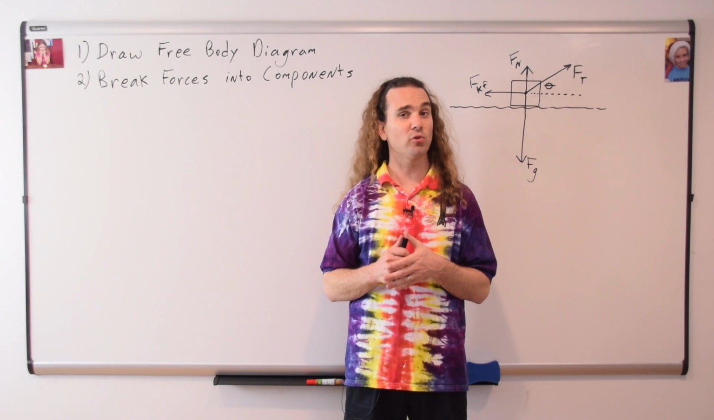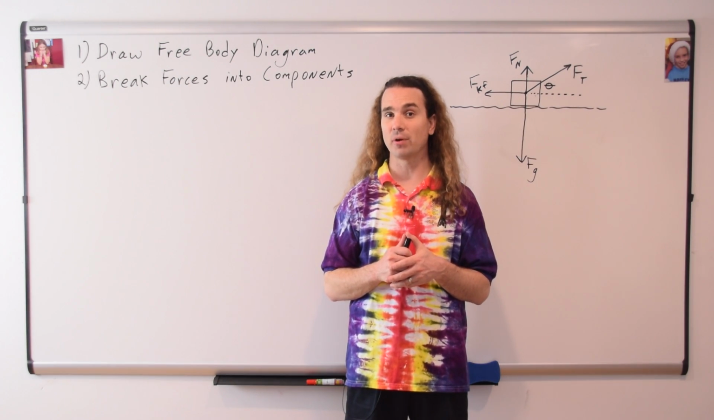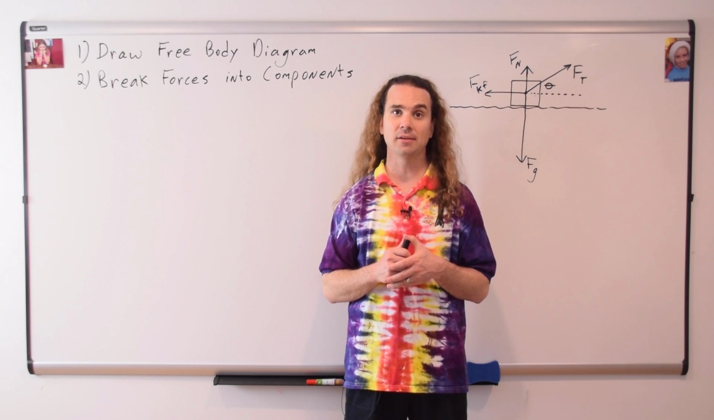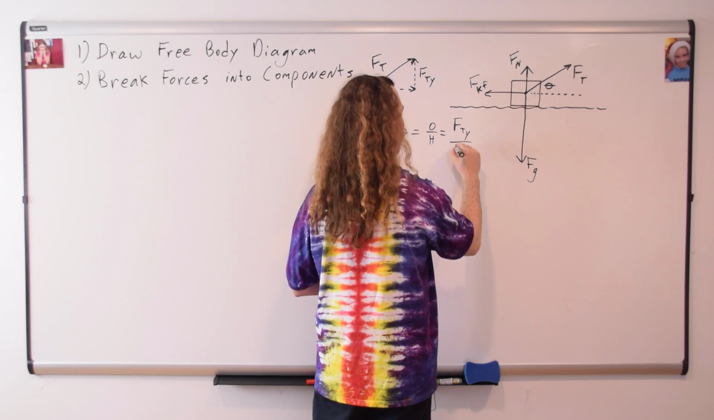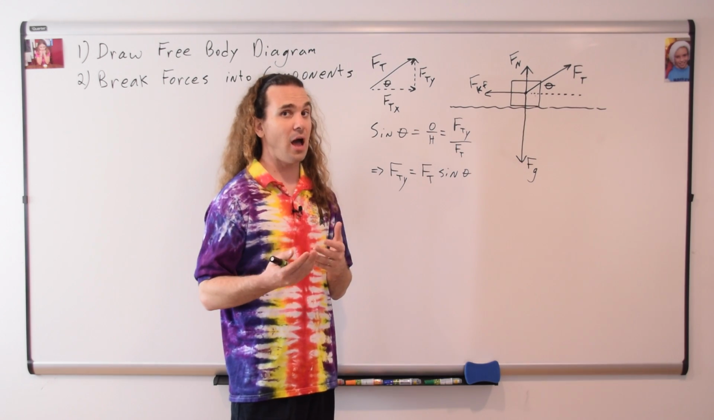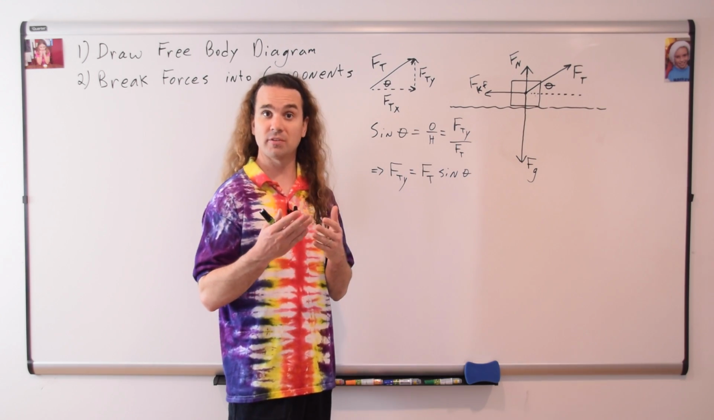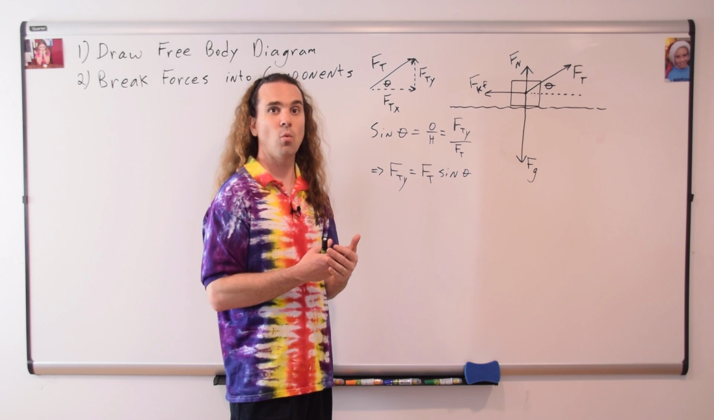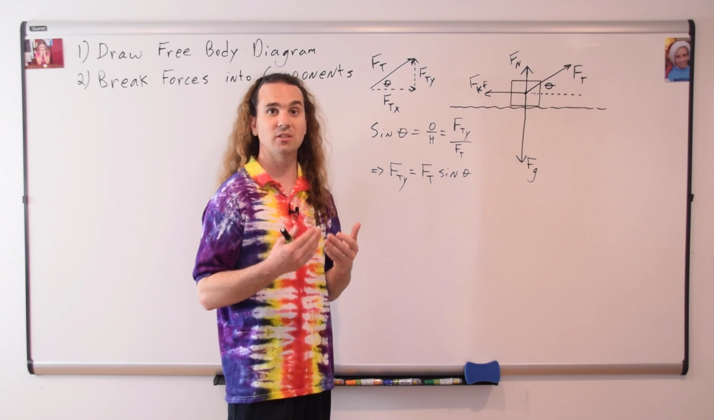In this example, the force of tension is the only force we need to break into components, and we can use trigonometric functions to do that. The sine of theta equals opposite over hypotenuse, or the force of tension in the y direction divided by the force of tension. Therefore, the force of tension in the y direction equals the force of tension times the sine of theta.